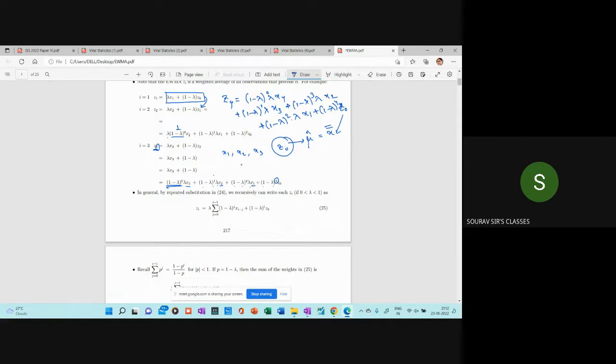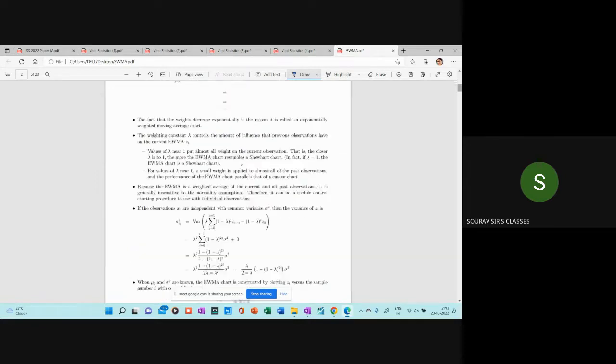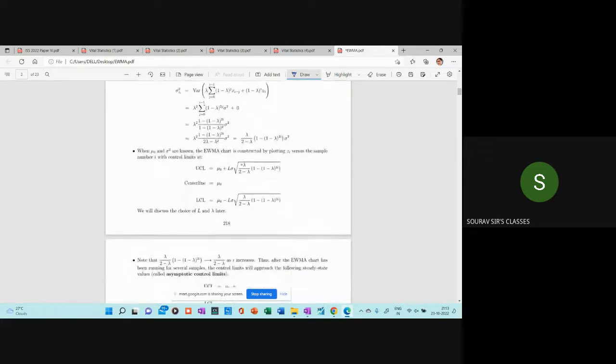So in general we can write zi as lambda into summation over (1 minus lambda) to the power j, j running from 0 to i minus 1, x(i minus j), plus (1 minus lambda) to the power i into z naught. So we can follow the previous pattern and write zi in general, where the initial value of z naught is given and lambda is specified to lie within 0 and 1. So this actually is giving me my two control limits.